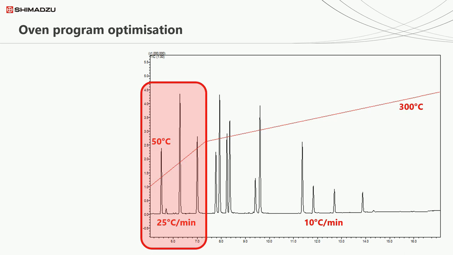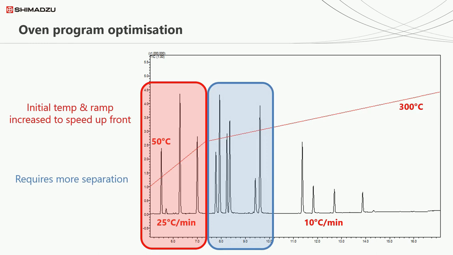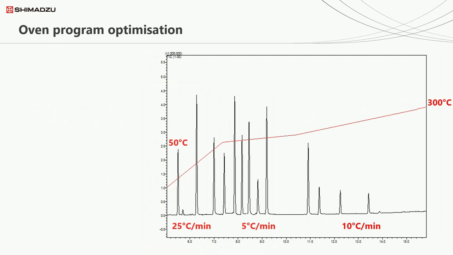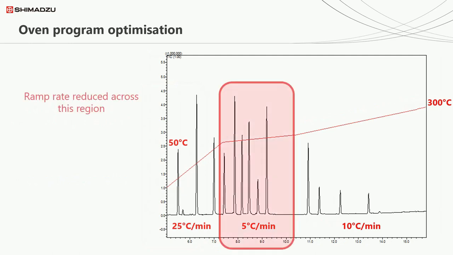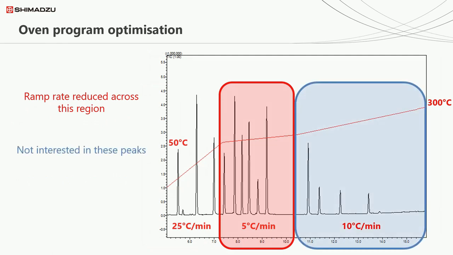The change has had some negative effects as well though, and we now have closely eluting peaks in the blue region. So let's try slowing this ramp down to 5 degrees per minute from the beginning of the blue region. If this doesn't work, we could try holding the temperature isothermally during this time range. So reducing the ramp rate was enough to fully separate these peaks. Great. The final section of peaks, now in blue, aren't of any analytical interest, so there's no need to separate them nicely. We can ramp the oven up to drive those off the column quickly, further reducing the runtime.